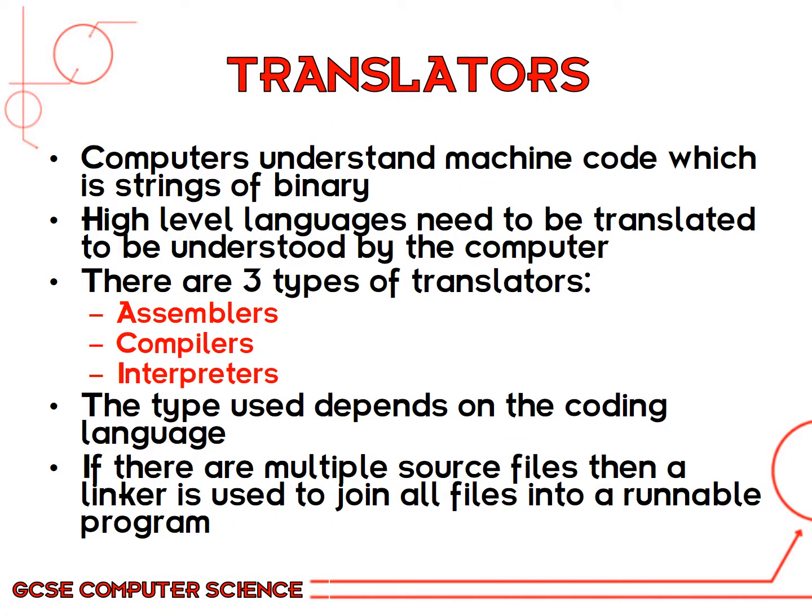So how do we get from high-level language to low-level language? We use something called a translator. Computers understand machine code, which is basically strings of binary. High-level languages need to be translated into this so that the computer can understand it. We have three different types of translator that you need to know: an assembler, a compiler, and an interpreter. The type of translator that we use depends on which coding language you've used originally. If there are multiple source files, then a linker is used to join all those files into one runnable executable program.